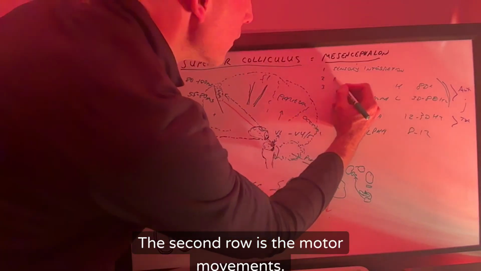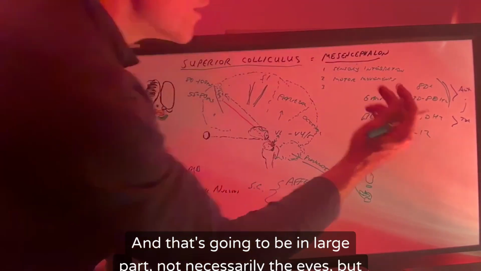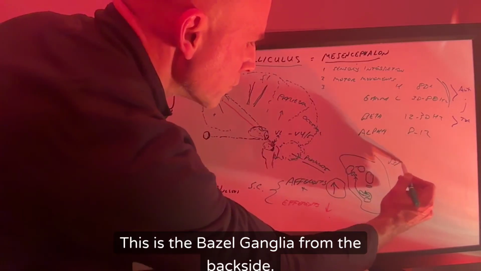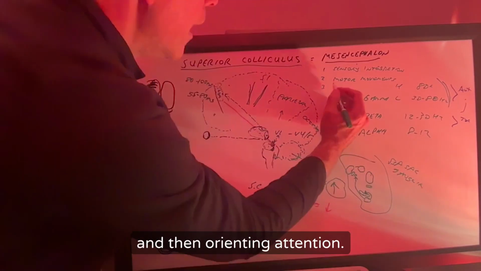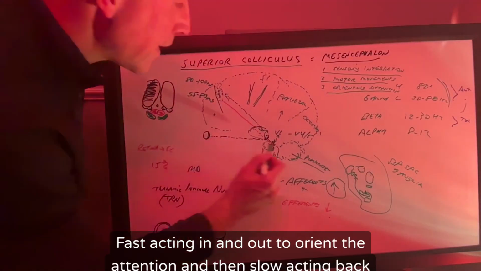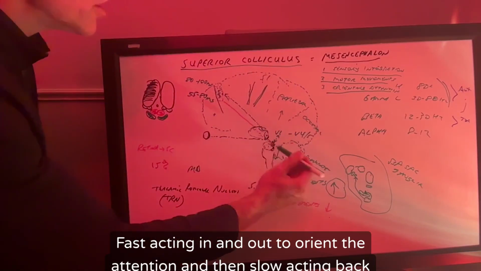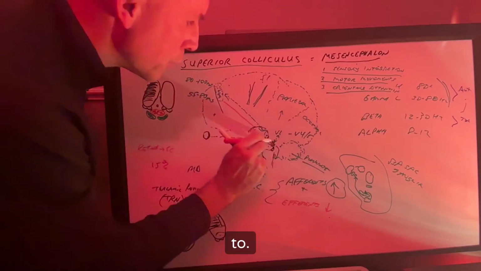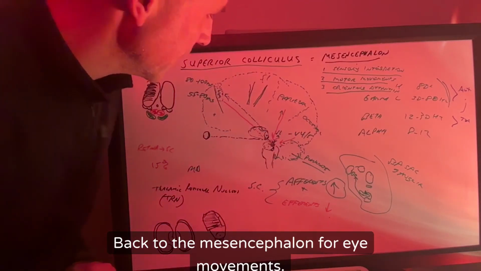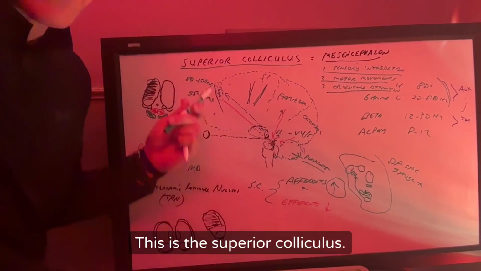The second role is the motor movements, and that's going to be, in large part, not necessarily the eyes, but with this basal ganglia. This is the basal ganglia from the backside. And then orienting attention to the outside world. It's the mesencephalon. Fast acting in and out to orient the attention, and then slow acting back to the mesencephalon for eye movements. So there are a lot of delays happening. This is the superior colliculus.